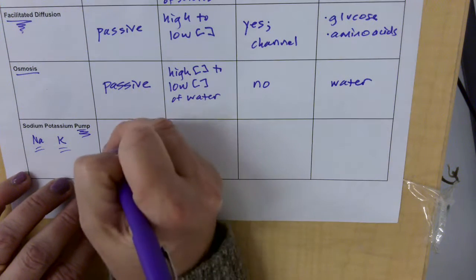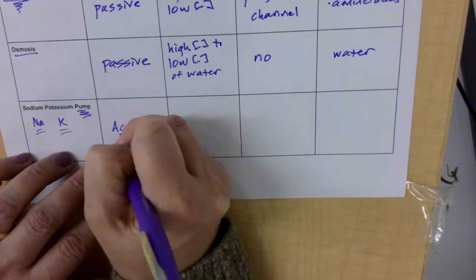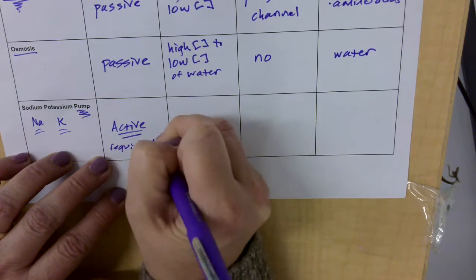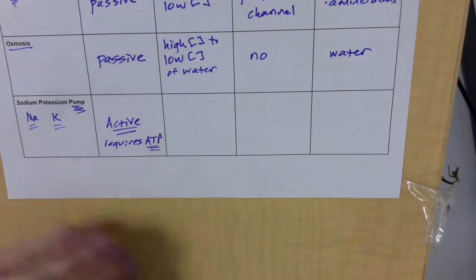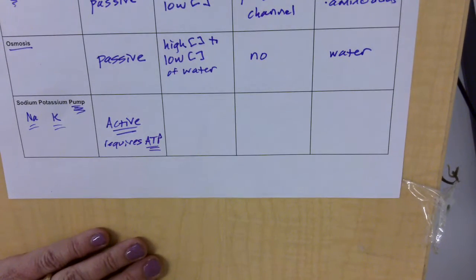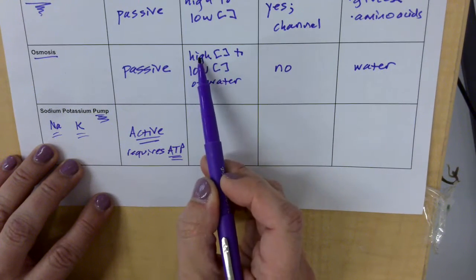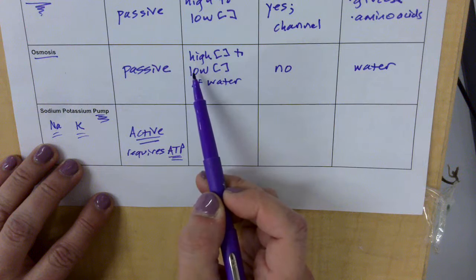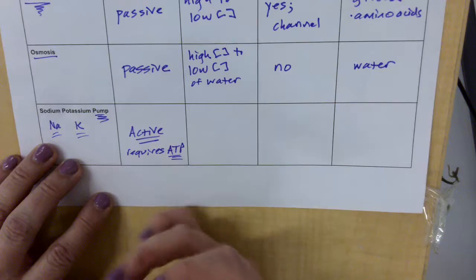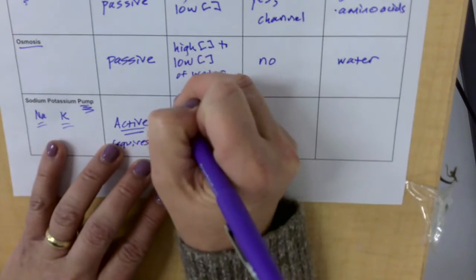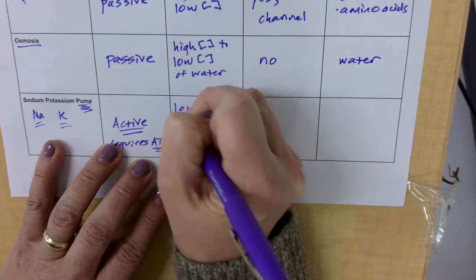Now, what's interesting about this is it's an active process. So that means that it requires cellular energy. Remember, cellular energy is in the form of ATP. Now, since it requires ATP, that means it costs energy. That means that these molecules are not going from high to low concentration. They're actually going the opposite way, against the gradient, against the current. And that's what actually costs energy. So the movement or direction is from low concentration to high concentration.